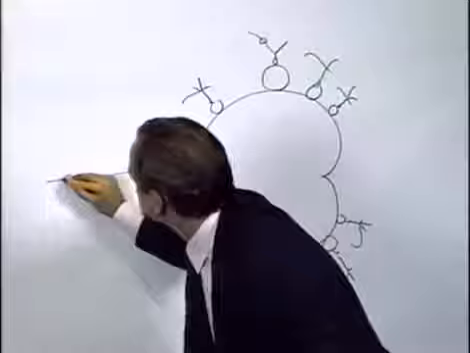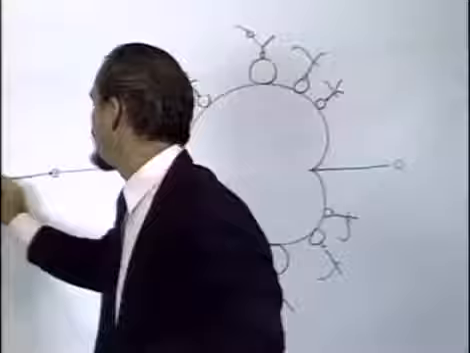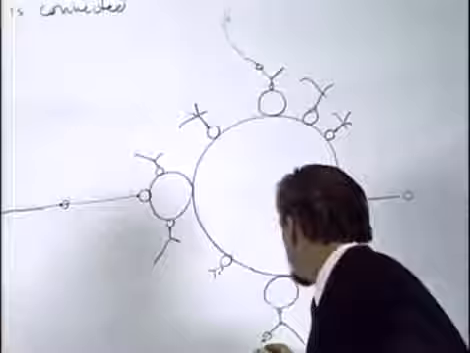Now I will draw in the rays at various angles. Here, of course, is the ray at angle 0. Here is the ray at angle 1/2. And that's more or less the end of the rays that are more or less obvious. It turns out that the ray at angle 1/4 is here. The ray at angle 3/4 is here.